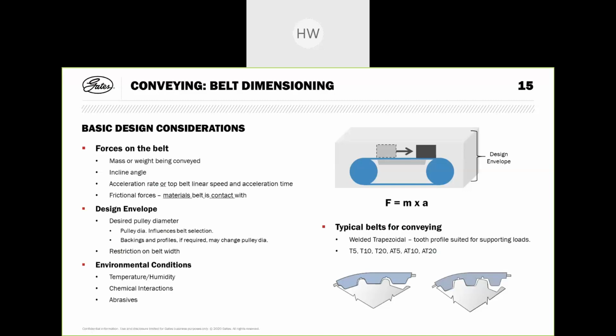Typical belts for conveying are trapezoidal belts, usually endless welded. And as you can imagine, when a belt slides over a slider bed, a round top or round tooth belt would not be ideal for that. Since the round tooth slides over the slider bed, we usually prefer a belt with a flat tooth. Whether it's a T-pitch or an AT-pitch, that would be an ideal product for conveying applications.